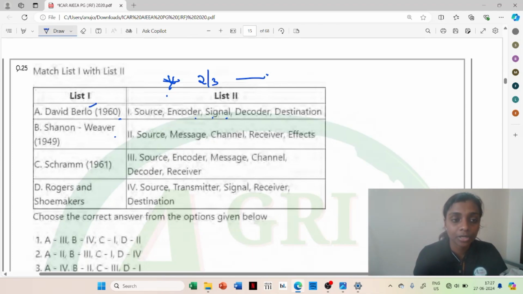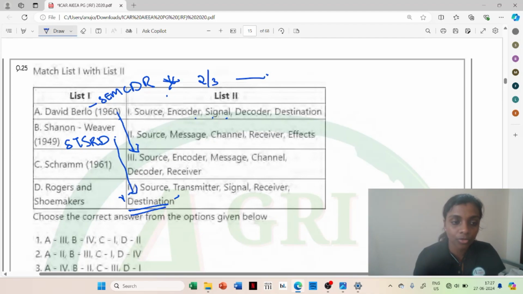Okay, so in Berlo, the communication model we can tell as SEMCDR, which means source, encoder, message, channel, decoder and receiver. So A goes to 3, third option, A to 3. Next one is Shannon and Weaver. Shannon and Weaver, it is STSRD: source, transmitter, signal, receiver, and destination. When you are studying, just give some importance to the specific terms also. They might ask which is the destination will come in which model. Okay, like that also questions will come.